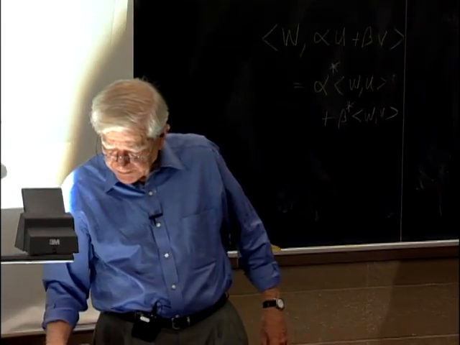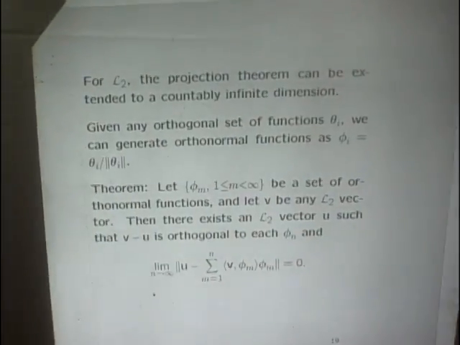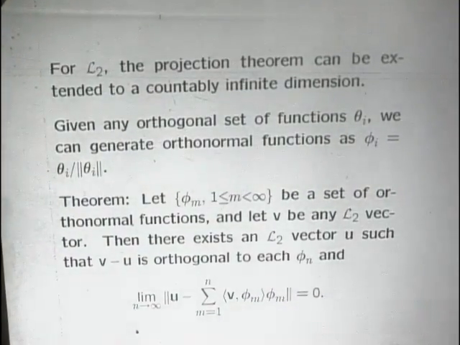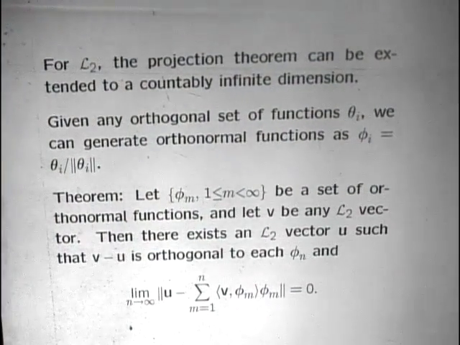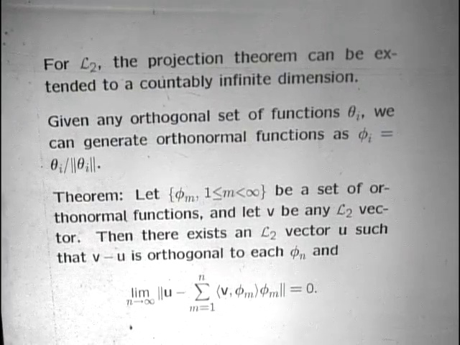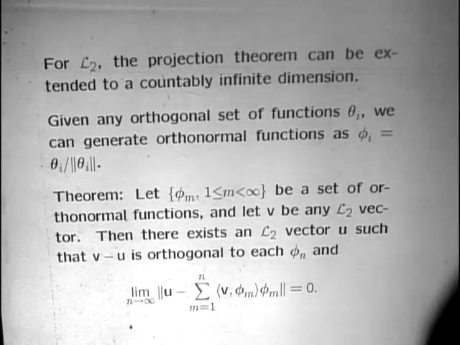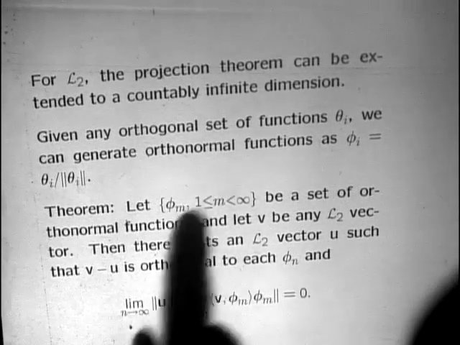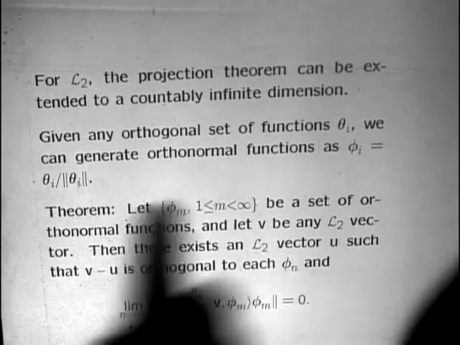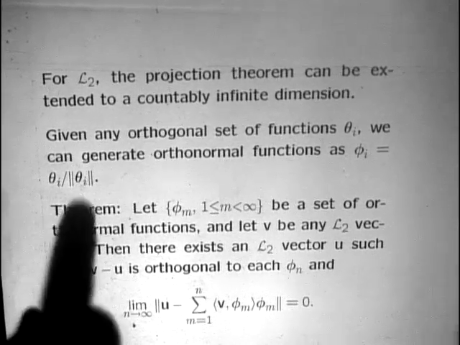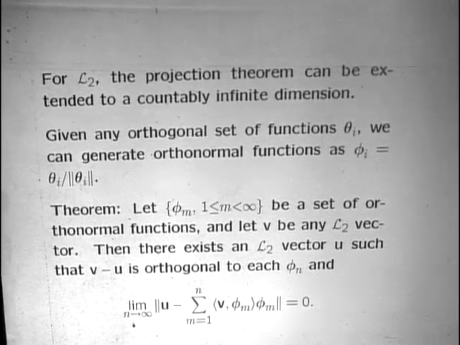Let me just go on and finish this so we can start dealing with channels next time. So far, the projection theorem is just for finite dimensional vectors. We want to now extend it to infinite dimensional vectors, to a countably infinite set of vectors. So if I'm given any orthogonal set of functions, theta sub i, we can first generate orthonormal functions as phi sub i, which are normalized, and that's old stuff.